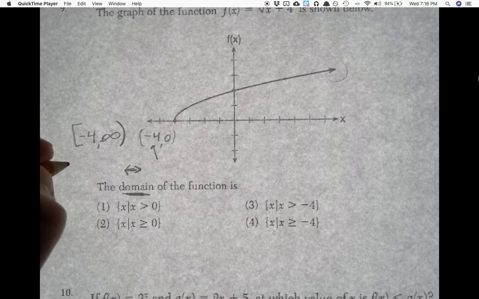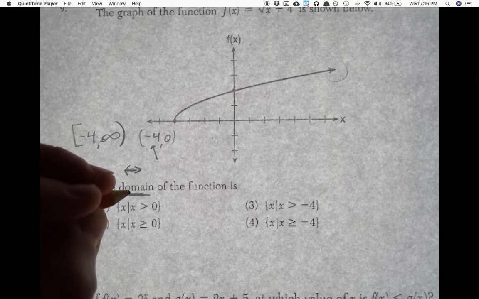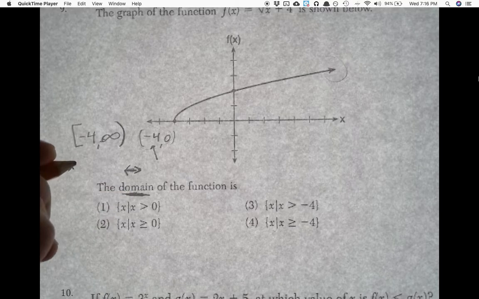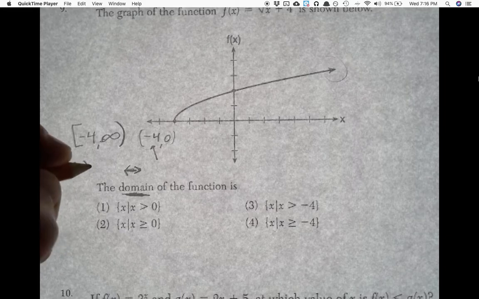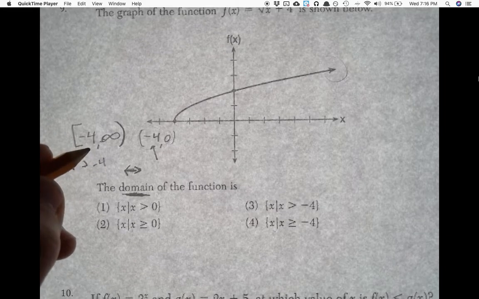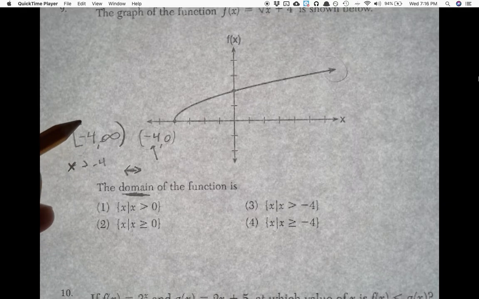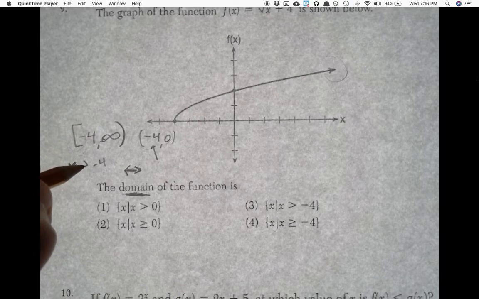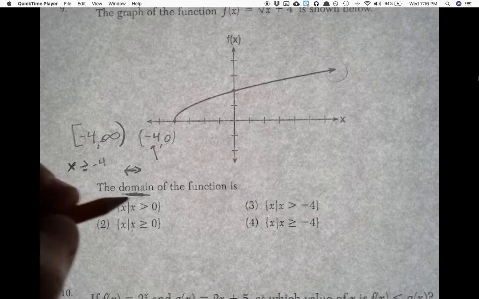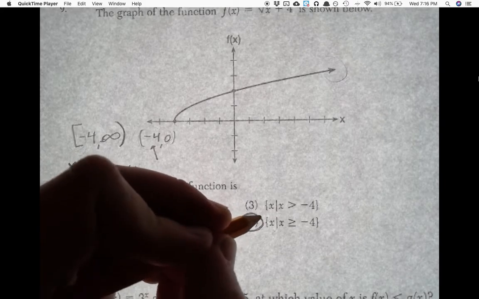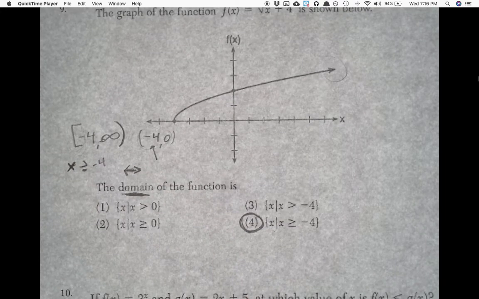So that means my x's, and it's x because we're dealing with the domain again, my x's can be bigger than -4. It's any number that's between -4 and infinity, so they're going to be bigger than. And since it is a square bracket, it should not just be greater than, it should be greater than or equal to -4. So that tells us that it should be answer choice 4.